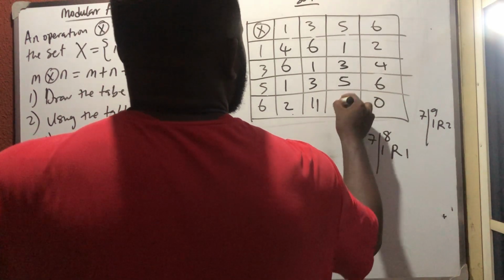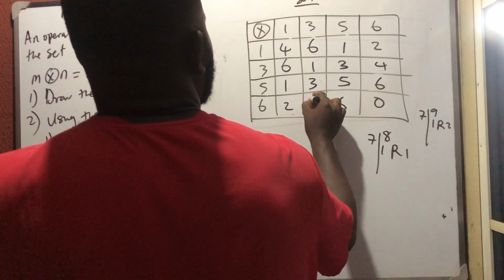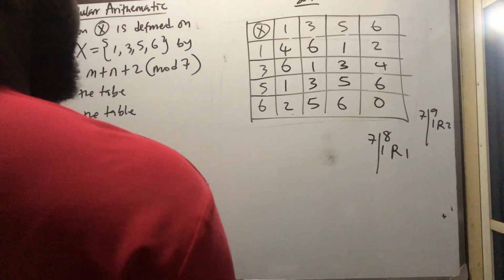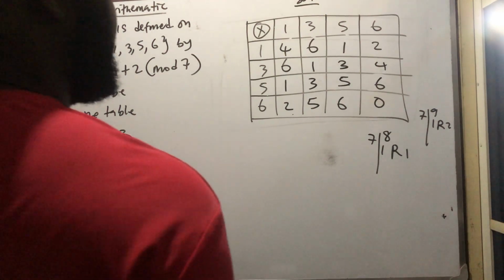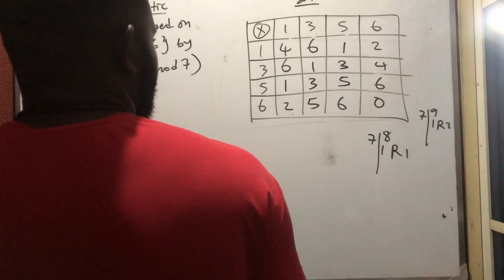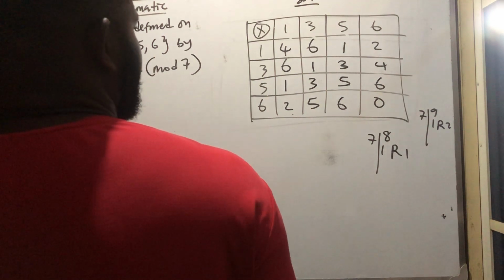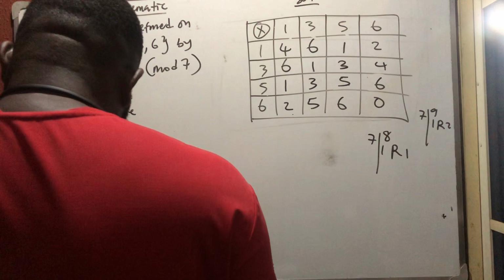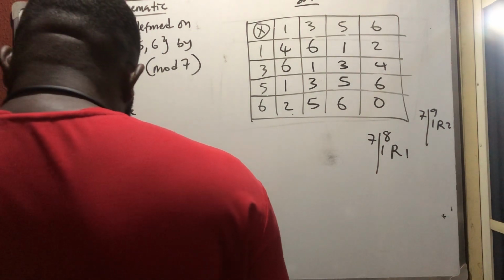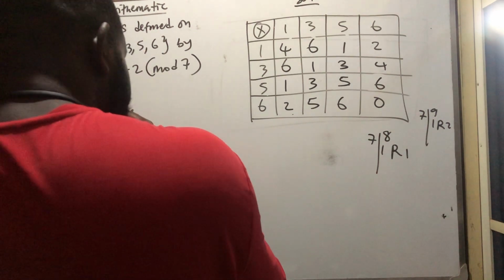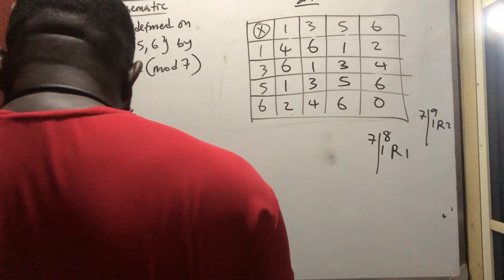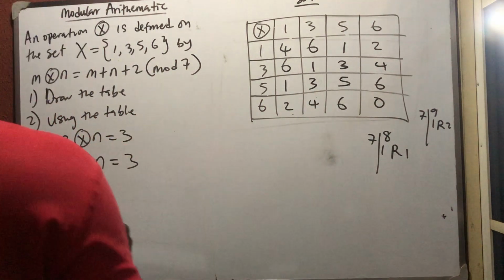13 will give us 6. 11 will give us, is 11 giving us 5? 11 will give us 4. 11 is supposed to give us 4. Okay, it's correct. Sorry, here it's giving us 4. 11 is giving us 4. Okay, so that is that.